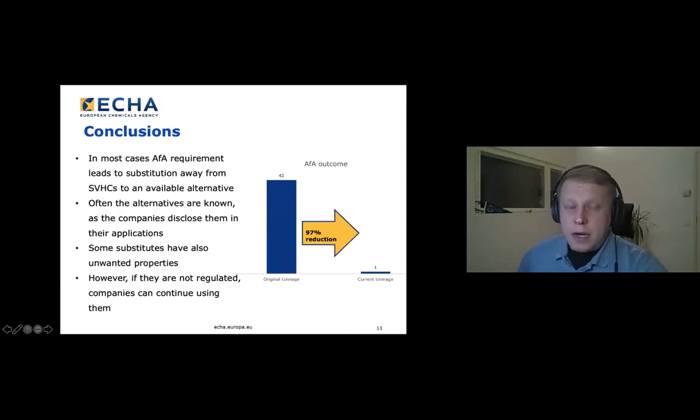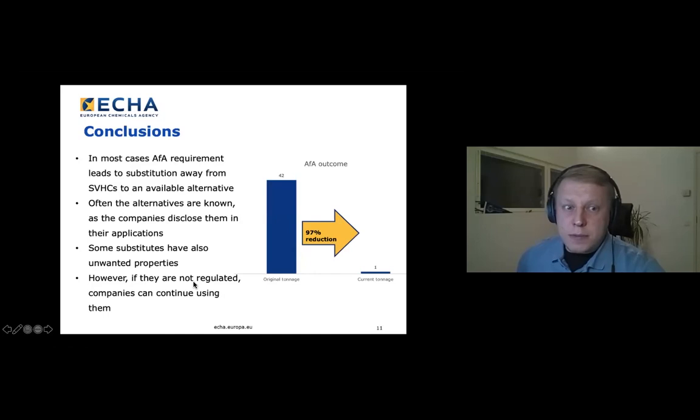Often the alternatives are known as companies disclose them in their application. And we have this information. This is quite useful to us and helps us with not only opinion making, but also when processing applications. And there is currently an effort made in-house to organize such a repository for future use.